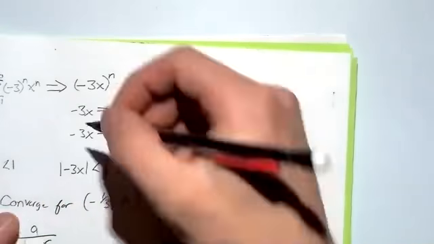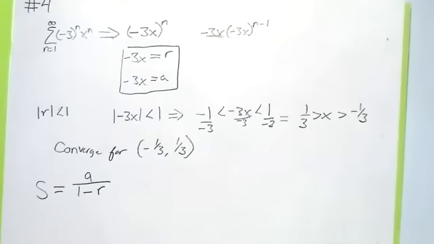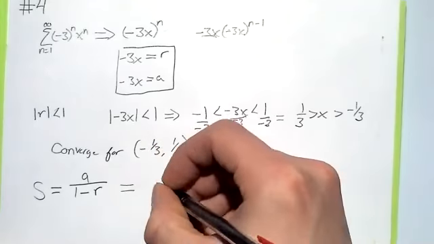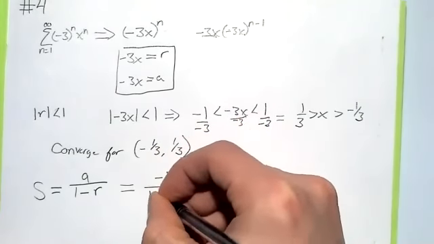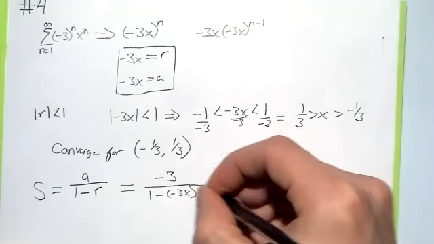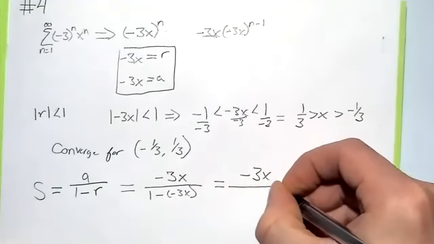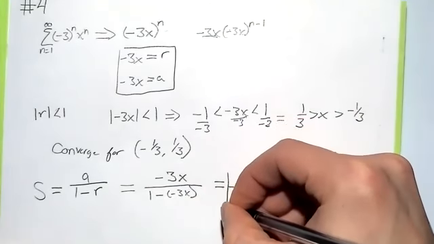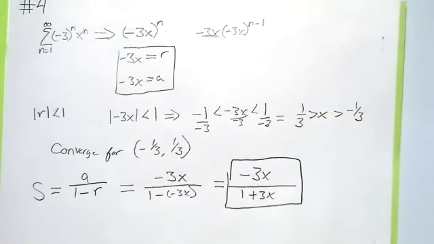Okay, and we set up here what a and r are going to be. Sorry, I'm off the page. So we're simply just going to plug them in. If we plug them in, we'll have the sum equals a, which is -3x, divided by 1 minus -3x. And just cleaning it up a little bit, we have -3x divided by 1 plus 3x. And that right there will be the sum that we will converge to.